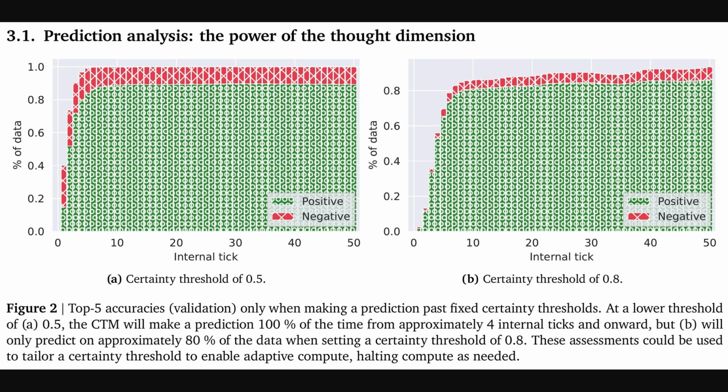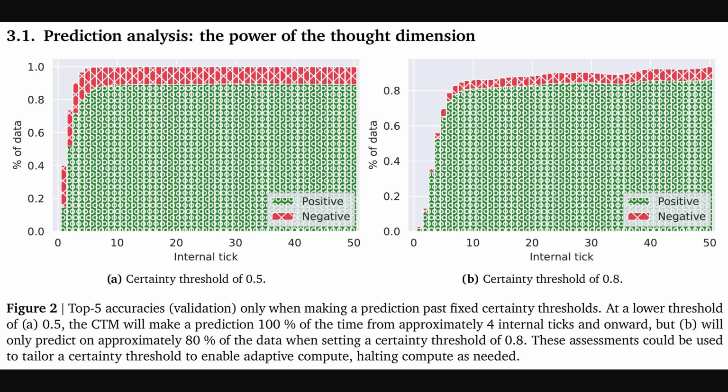Alright, so figure 2 here gives us another angle on this adaptive compute idea, specifically looking at prediction rates versus internal ticks for different certainty thresholds. Panel A sets a certainty threshold of 0.5. We can see that the model makes a prediction for pretty much 100% of the data from around 4 internal ticks onwards. This means most examples reach this modest level of certainty quite quickly.